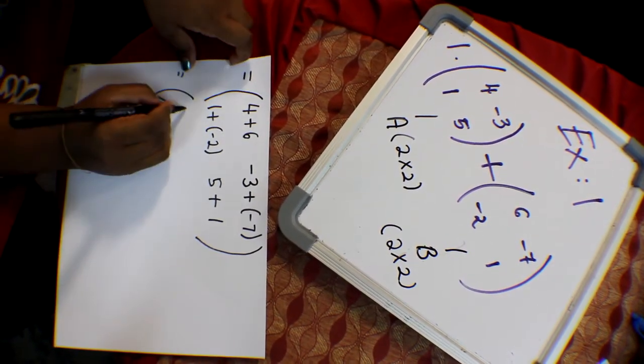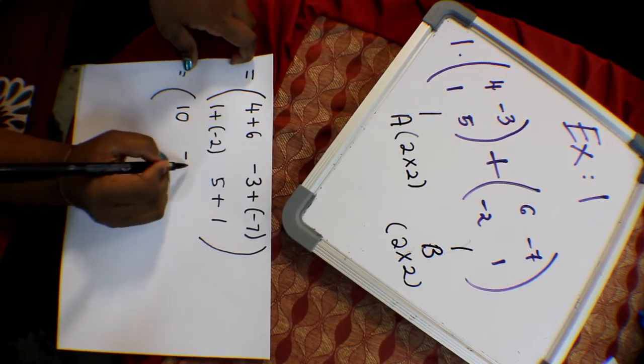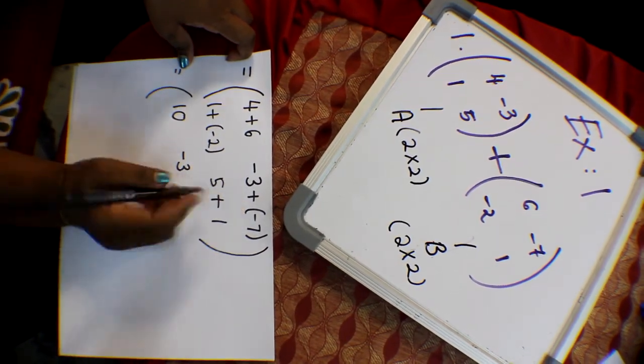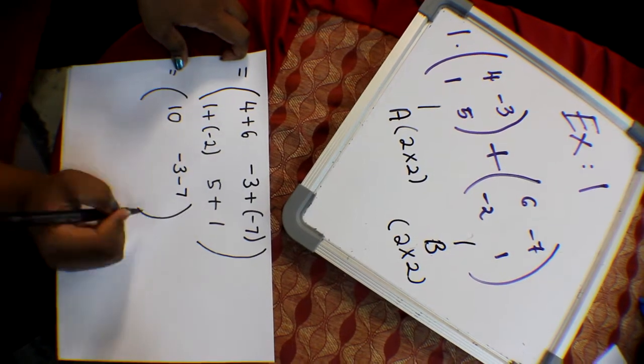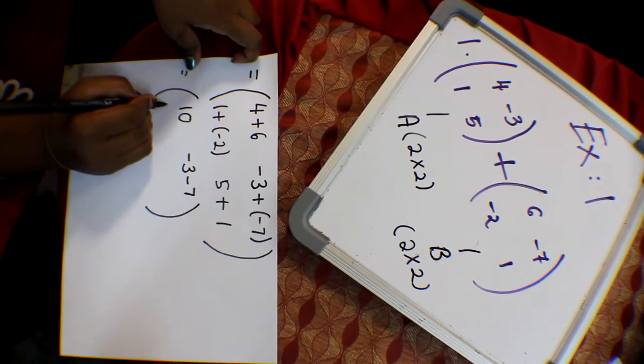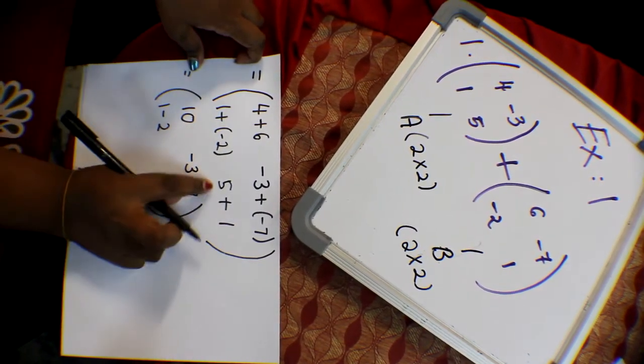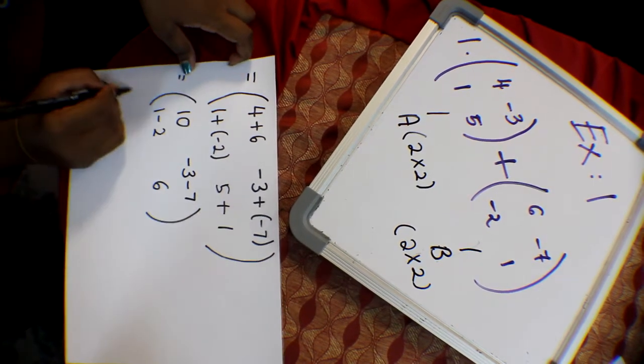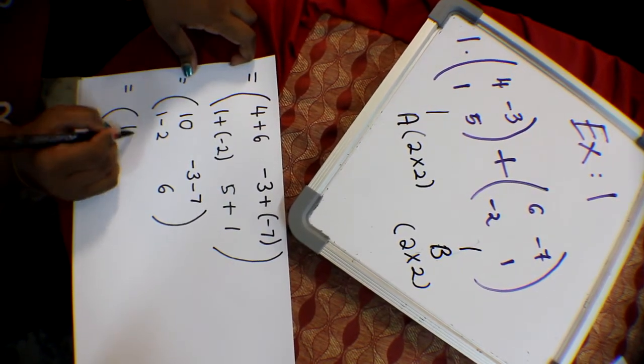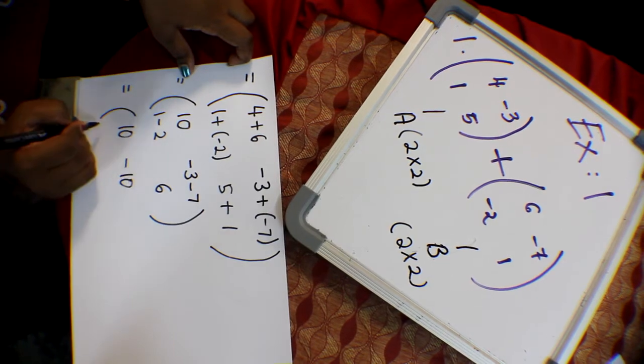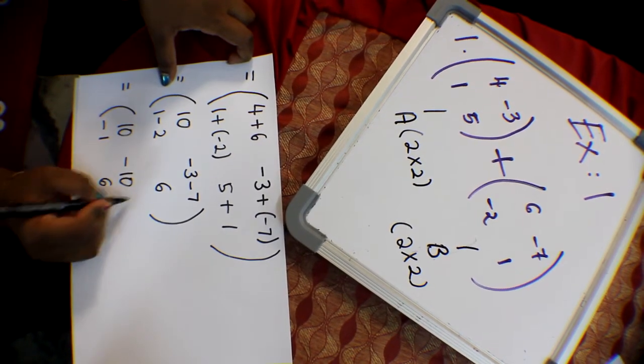4 plus 6, 10. Negative 3 plus negative 7, negative 10. 1 plus negative 2, that will be 1 minus 2, negative 1. 5 plus 1, 6. The final answer, 10, negative 10, negative 1, 6.